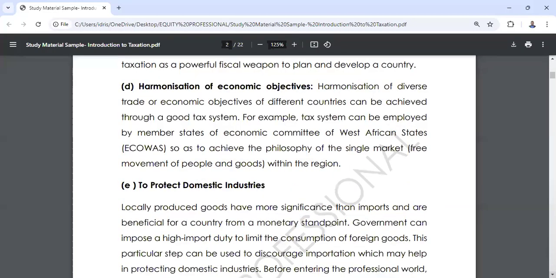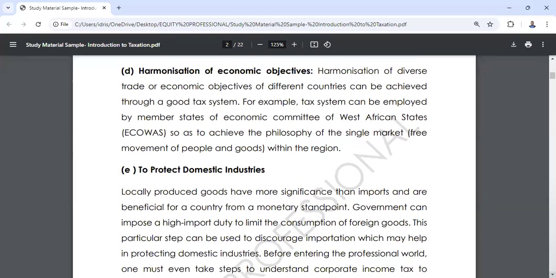Another reason why government collects tax, another objective of taxation, is to protect domestic industry.